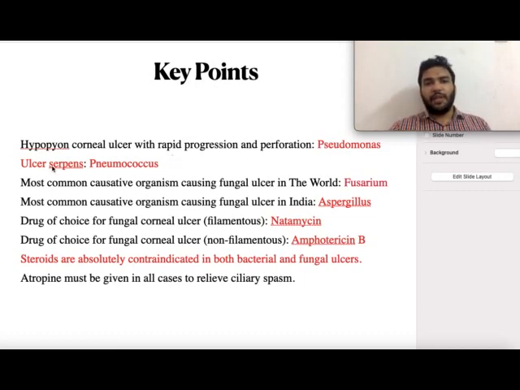And ulcus serpens, pneumococcus will have a particular snake-like ulcer pattern. So that's what ulcus serpens is, that is pneumococcus. So ulcus serpens with hypopyon is seen in pneumococcus, that's it.